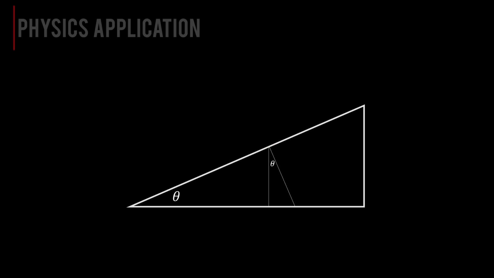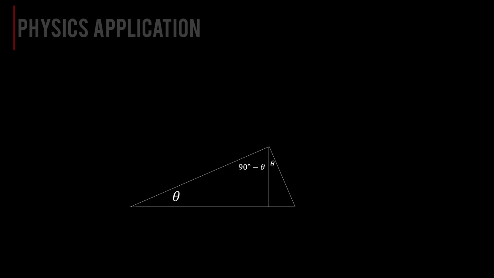Well, to see that, what we can do is put in another triangle here and then get rid of our large triangle. We can see very intuitively here that this is going to be 90 minus theta, and so by association, the original angle that we were interested in for the force of gravity is going to be theta. So that's it.